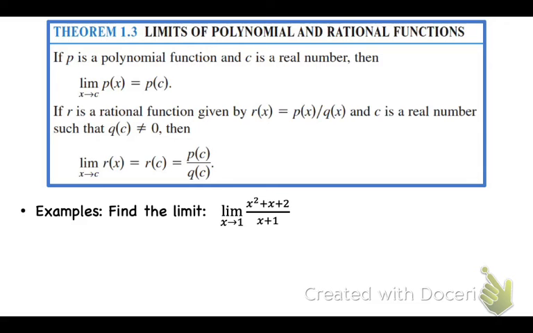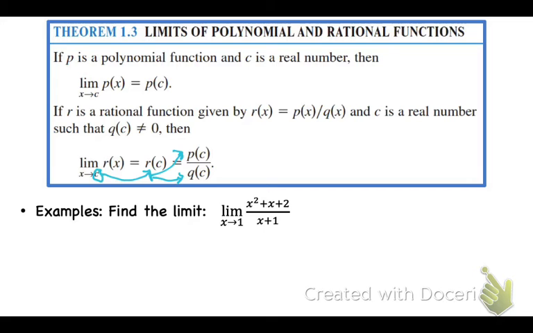Okay, so if r is a rational function given that r of x equals p of x divided by q of x, q stands for quotient, and c is a real number such that q of c can't equal 0 because the denominator can't equal 0. All you do is plug in your constant. All you do is plug this into r, which is your rational function, into your numerator and denominator. We've already been doing this, haven't we?